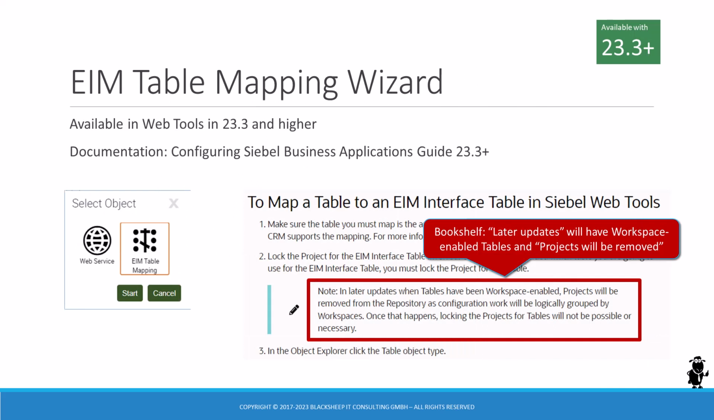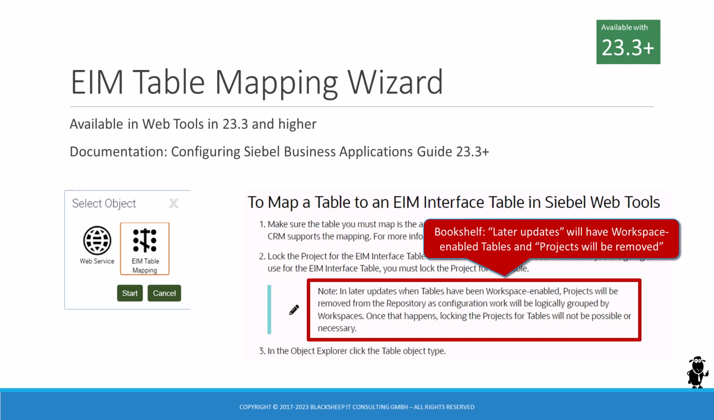Siebel Web Tools continues to be a beehive of activity, as Oracle Engineering keeps adding features to reach the goal of providing all functionality currently in Siebel Tools, quote from the Siebel 22 Statement of Direction. In 23.3, this goal comes nearer with the addition of the EIM table mapping wizard, increasing the count of task-based UI assistants in Siebel Web Tools to 2.